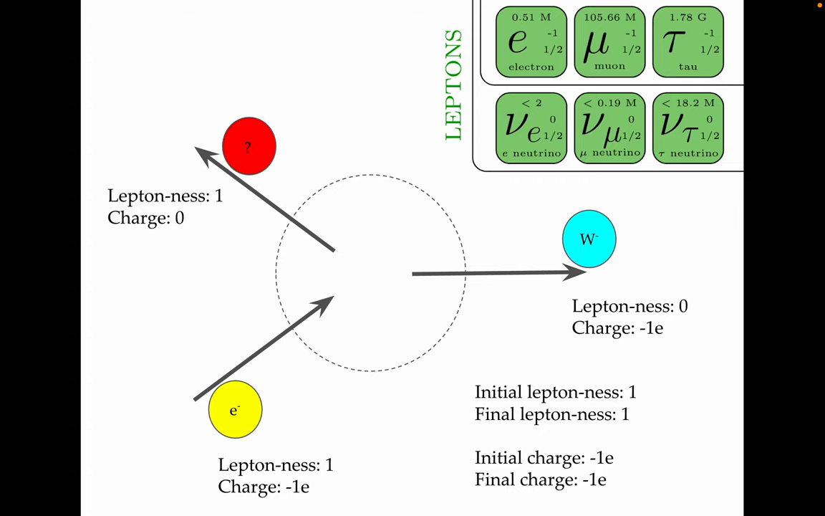That means that these top 3 leptons cannot be our mystery particle. We have other properties that also need to be conserved, and it turns out that the particle that fits all of these criteria is the electron neutrino.